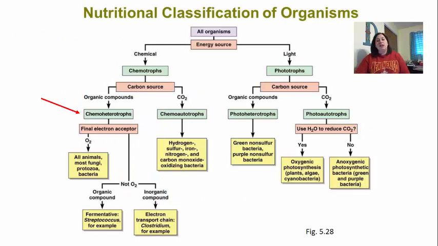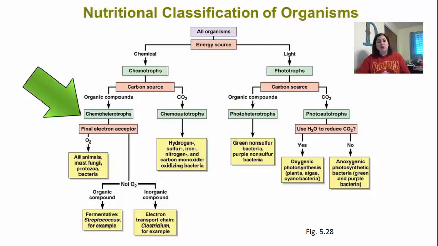So guys, if you look here, this is just showing you the nutritional classification of organisms. It shows the energy source, whether it's chemical or light. So you have your chemotrophs, you have your phototrophs. With the chemotrophs, we see that there's the carbon source. The carbon source is going to either come from organic compounds or CO2. So you have the chemoheterotrophs, and you also have the chemoautotrophs. When you're looking at the chemoheterotrophs, this is the area we're going to focus mostly in on, because this is going to contain the bacteria, the animals, the fungi, the protozoa that we're looking at here in microbiology.